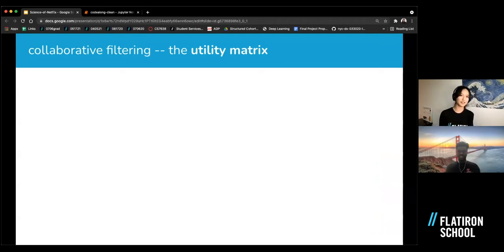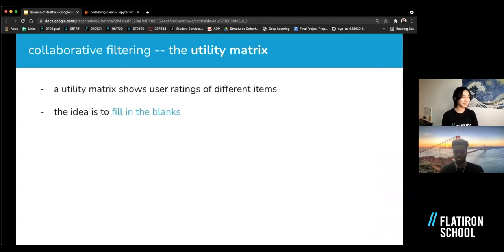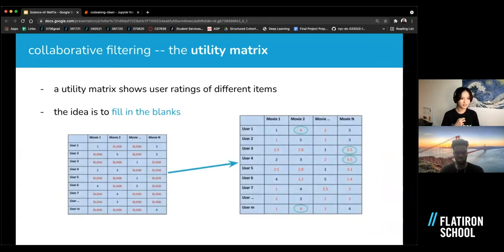Before we start, how do we set up this problem? As I mentioned, in the Netflix competition, the only information that they had were just the ratings. They did not have any information about individual movies, like we had for content-based recommendation engines. We did not have their genres. We didn't even have their directors, actors, none of that. The only information that we had were ratings. And so the way that in this problem, we're going to set up our data is in what's called a utility matrix. So this is what a utility matrix looks like.